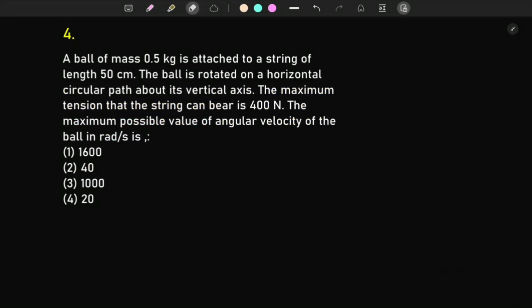So next question is, a ball of mass 0.5 kg is attached to a string of length 50 cm. The ball is rotated on a horizontal circular path about its vertical axis. The maximum tension that the string can bear is 400 Newton. The maximum possible value of angular velocity. So we need angular velocity, which is omega. So first of all, we need a horizontal circular path. So let this be the horizontal circular path.